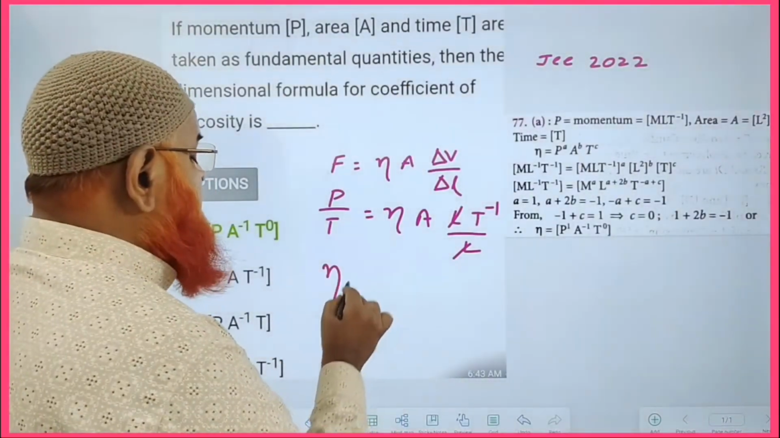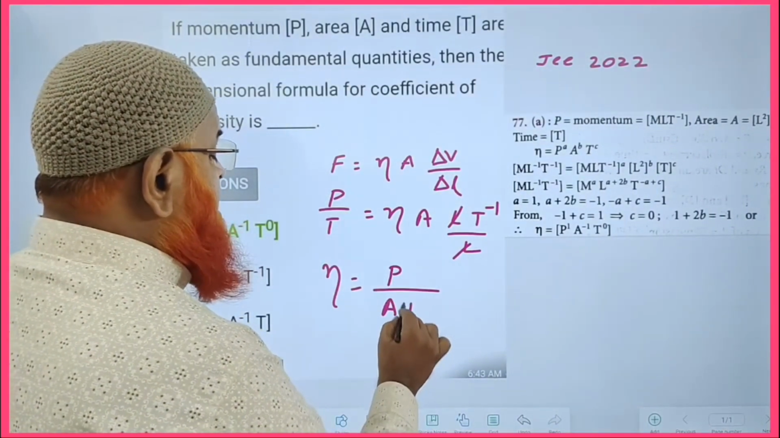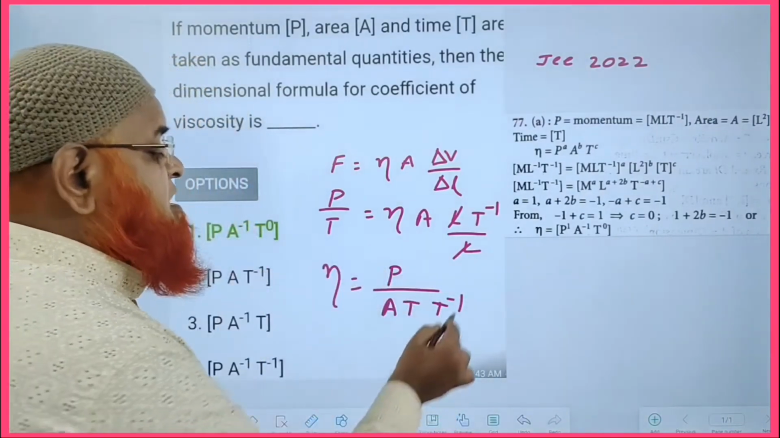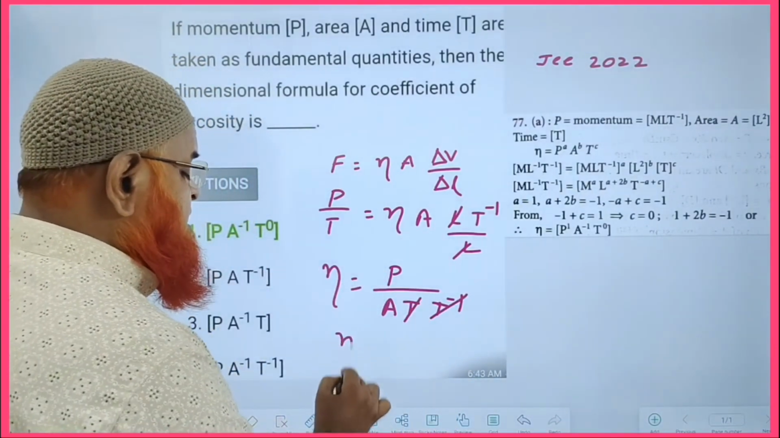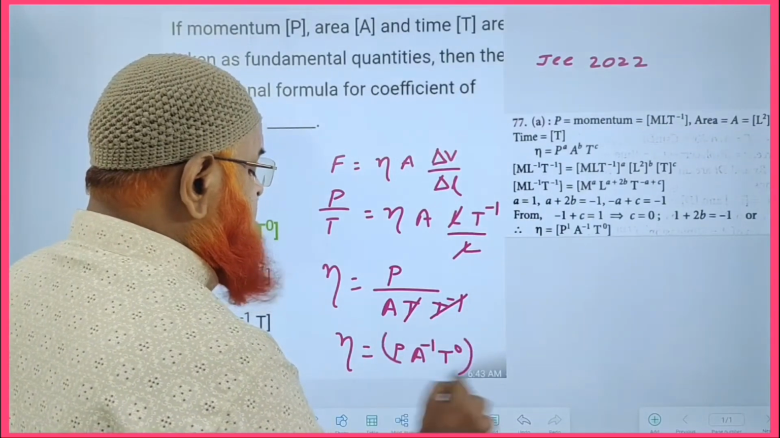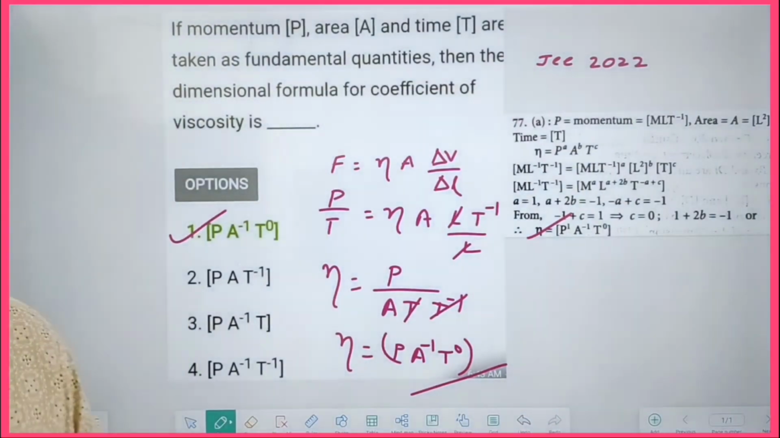Here he's asking us to find out eta. So eta is equal to pressure by area. Already T is there here, T power minus 1 also goes to the denominator, so these are getting cancelled. So eta is equal to P, A power minus 1, T is not there, T power 0. So this is going to be our solution. Thank you very much. Have a nice day.